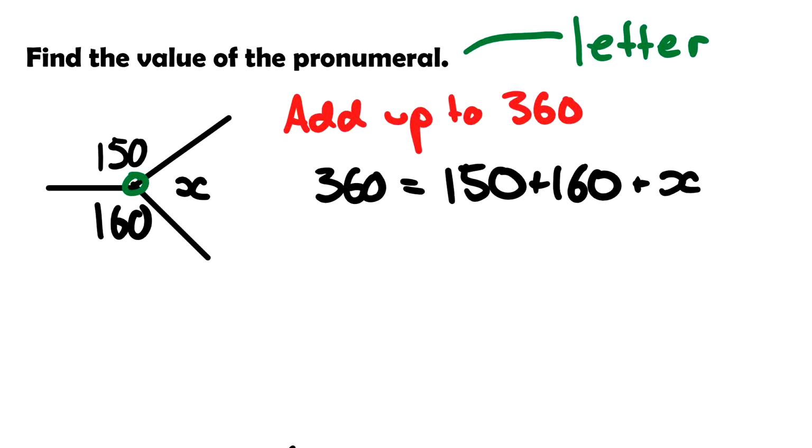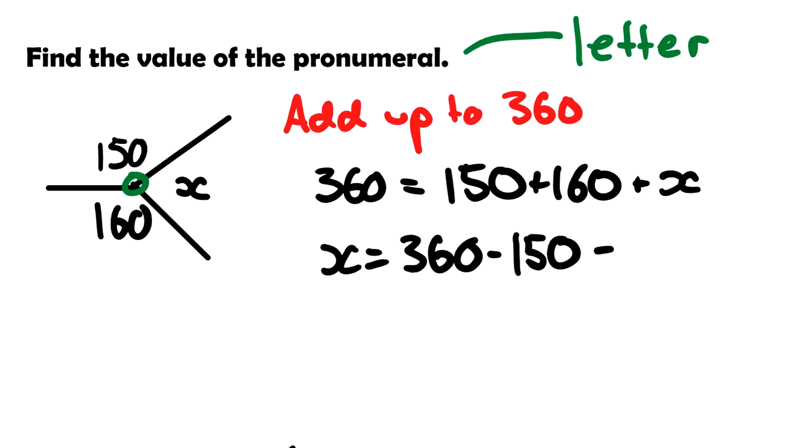The way to find this really quickly is to say x is going to have to be 360, take away the angles that we know. So we know 150 and we know 160. So x is going to equal 50 degrees. 360 take away 150, take away 160 is 50 degrees. Again, the quick way to do it is to note that the unknown angle at a point is all the other angles taken away from 360. So 360 take away your known angles.